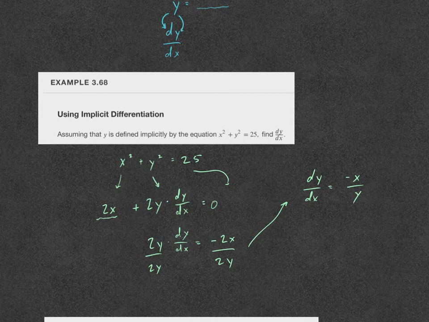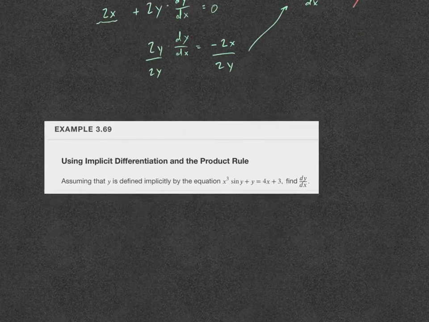Remember, that still represents the slope at any point. What's interesting is that on that circle of radius 5, the negation of the ratio between the x-coordinate and the y-coordinate at any point is the slope, negative x over y. So at any point on the circle, the ratio between the x and y coordinates gives me the slope at that point. Let's do another slightly more involved example here.